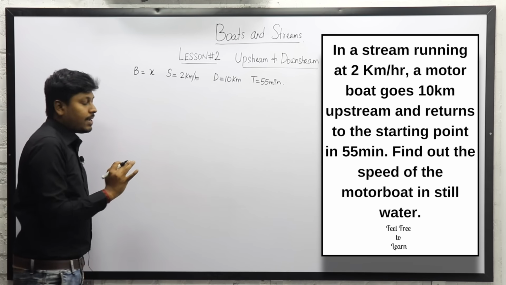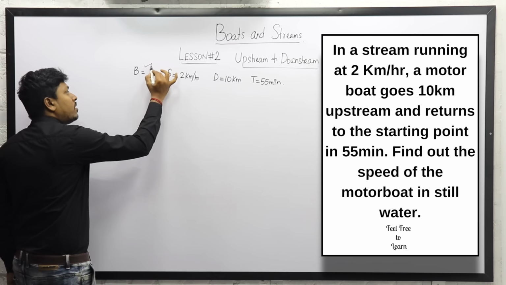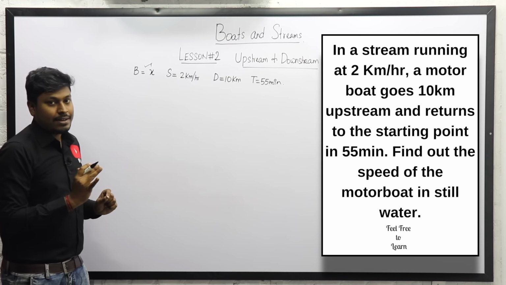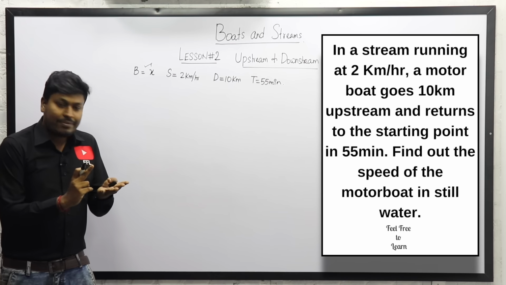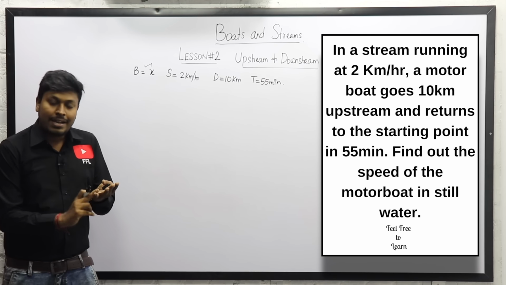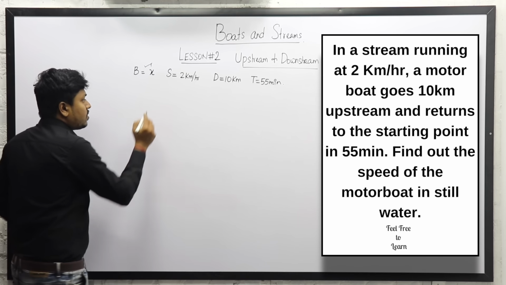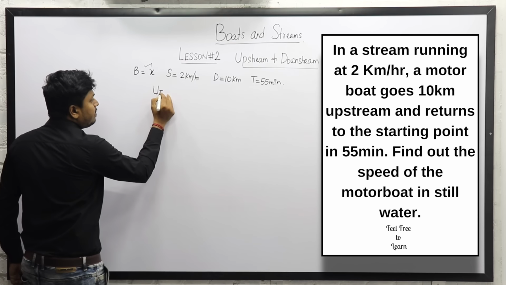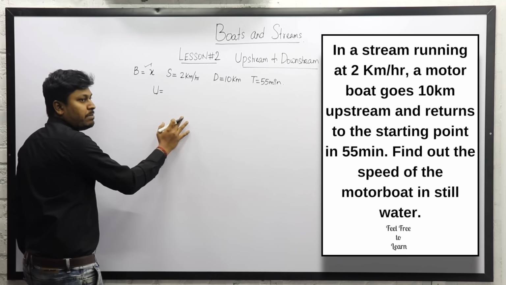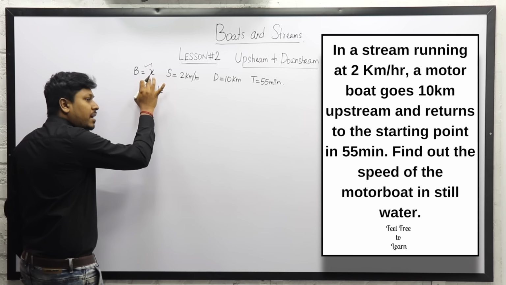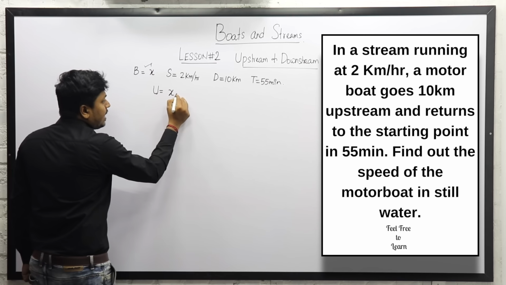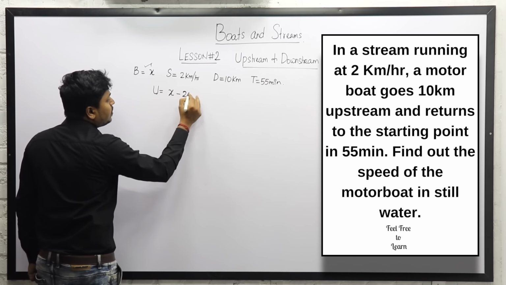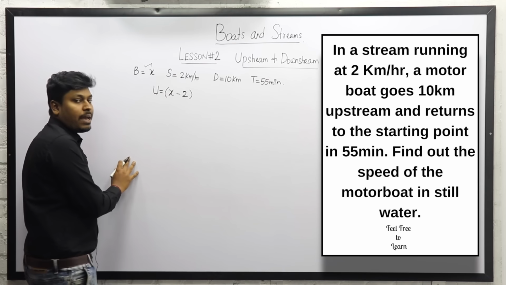But what is our target? Our target is to find the motorboat speed. So just listen here. If all the values are given, what will we find? We will find upstream first, and then we will find downstream. So what is the basic formula for upstream? Boat speed minus stream speed. Here the boat speed is the unknown value. So x is the boat speed minus stream speed, which is 2 km per hour. So this will be upstream.